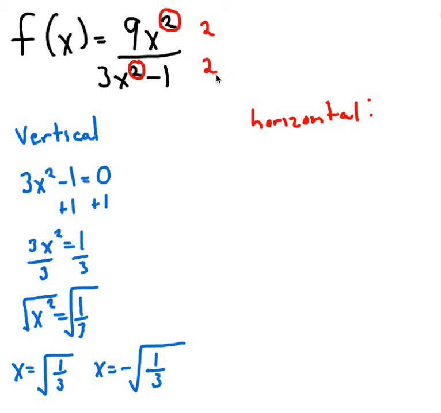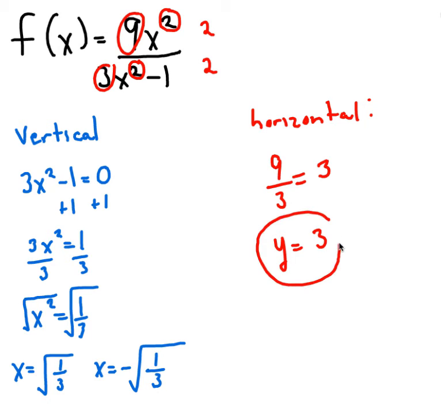In this case, the indexes are equal, which means we need to divide the highest root values, or the coefficients, in front of the highest exponents. In this case, we need to divide the coefficients 9 and 3. 9 divided by 3 is 3. That results in a horizontal asymptote of y equals 3. That means the graph will approach the line y equals 3, but never cross it.